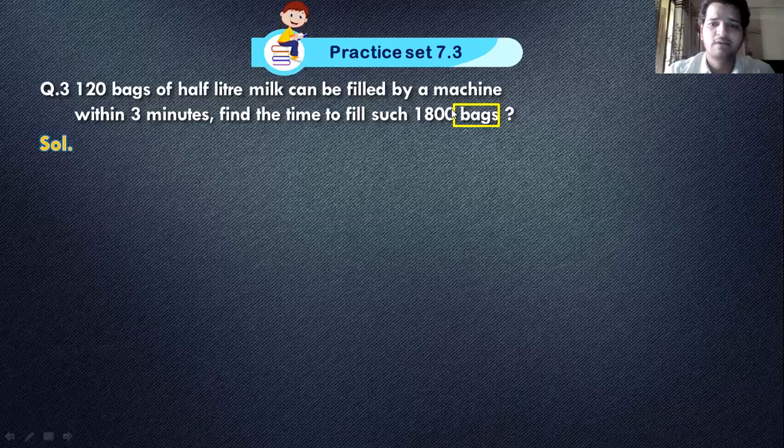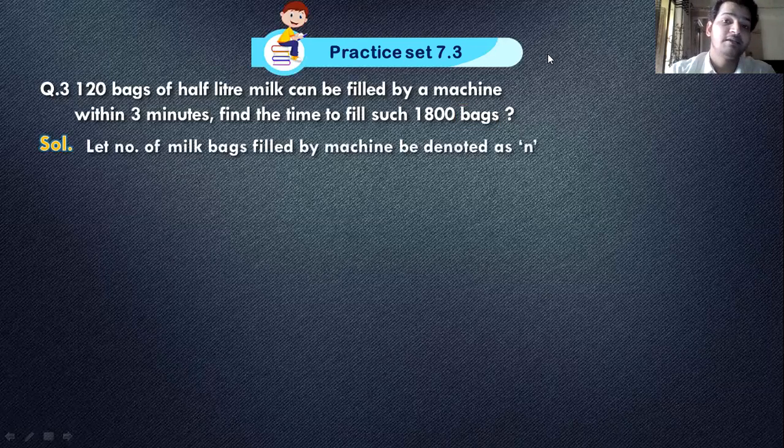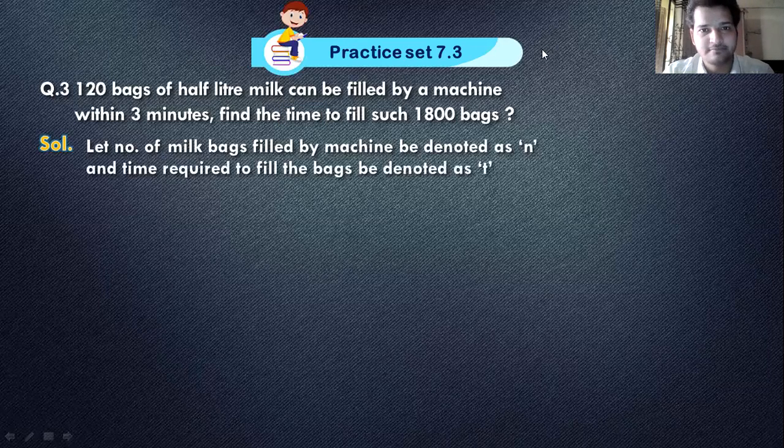So we have to think about it. So the question is talking about bags. So let the number of milk bags filled by the machine be denoted as n. As we don't know, bags is denoted by what alphabet? So we'll assume it to be n. And the time taken is also not mentioned by any alphabet. So we will take time as t.